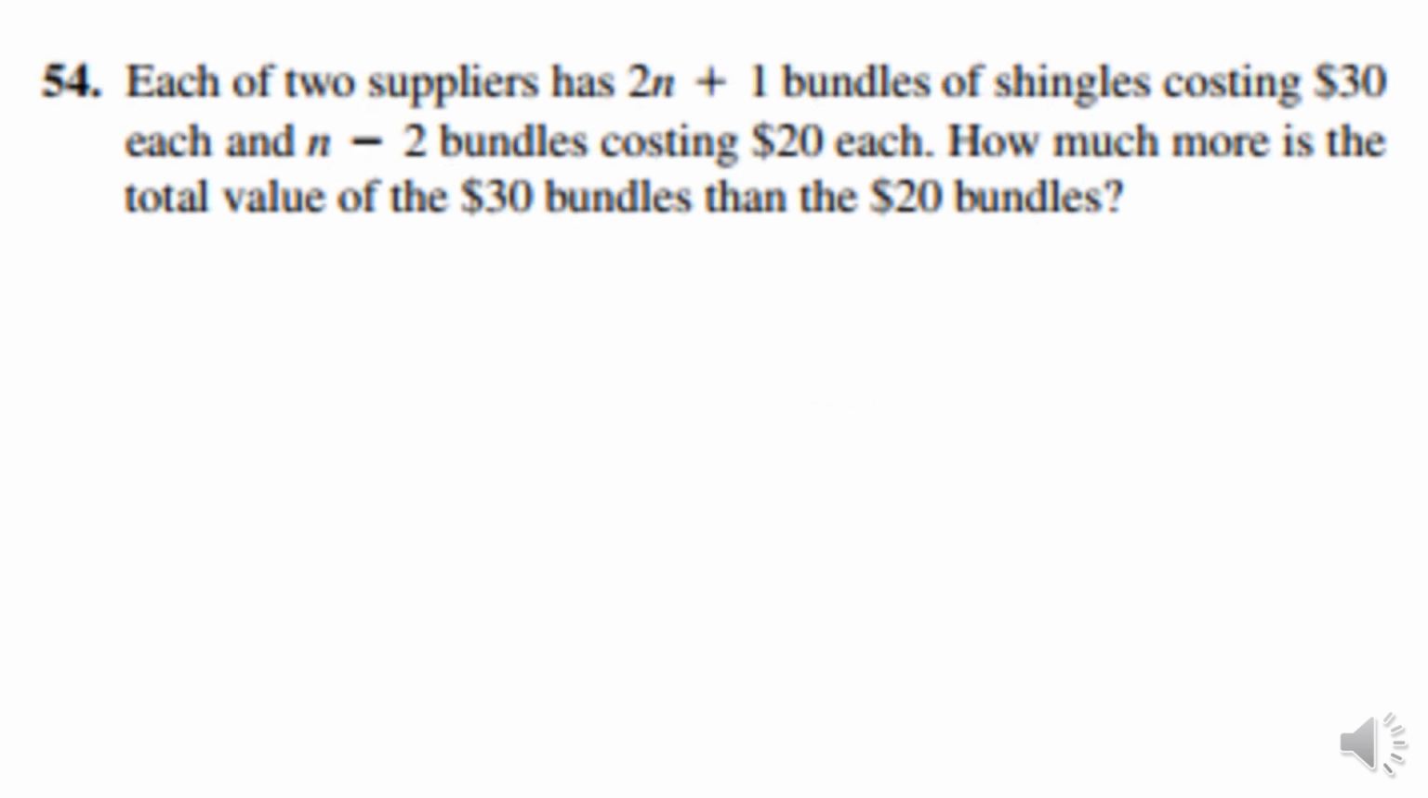Here's a word problem. Each of two suppliers has 2N plus 1 bundles of shingles that cost $30 each, and N minus 2 bundles costing $20 each. How much more is the total value of the $30 bundles than the $20 bundles? Give it a go and pause the video and we'll see how you do.